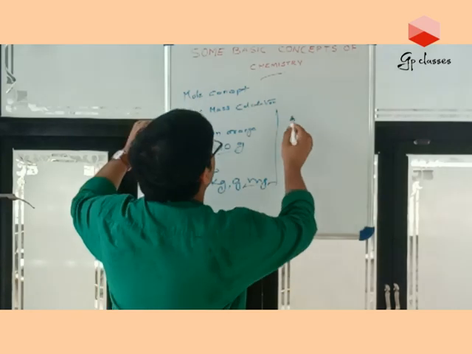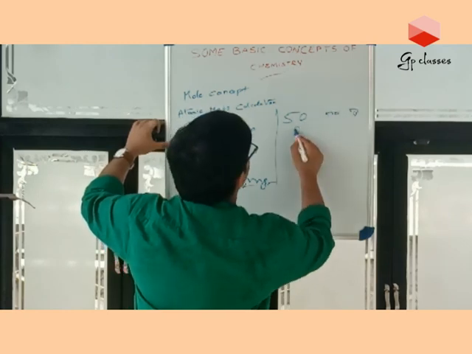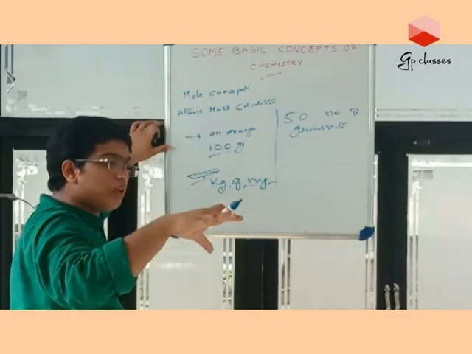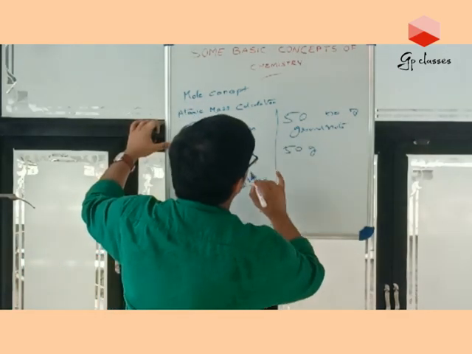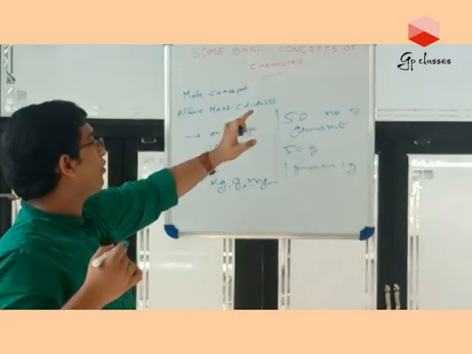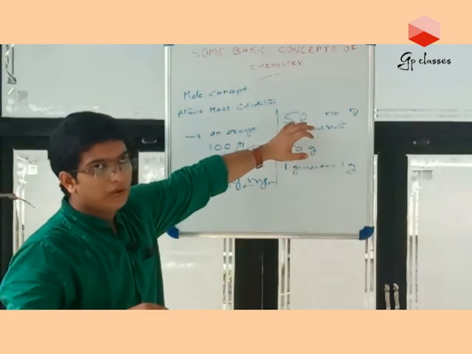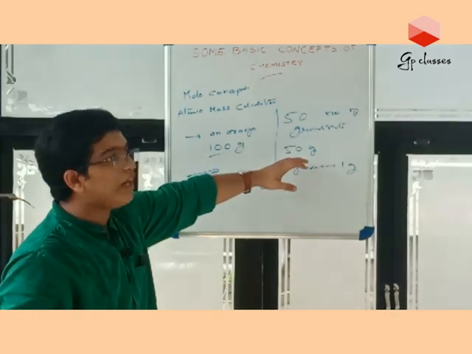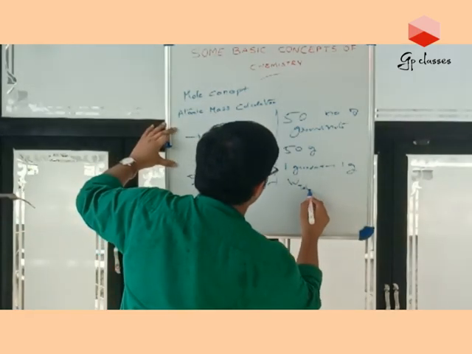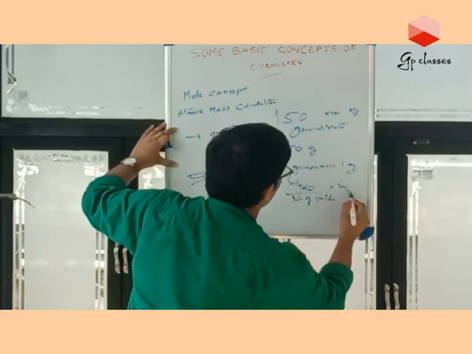Let us look at another way. Let us think you have 50 groundnuts with you. You put them in the weighing pan and you get a measurement of 50 grams, which shows that the weight of one groundnut is 1 gram. So if you know the total number of entities or particles, you can divide the total weight by the total number of particles to get the weight of one particle.